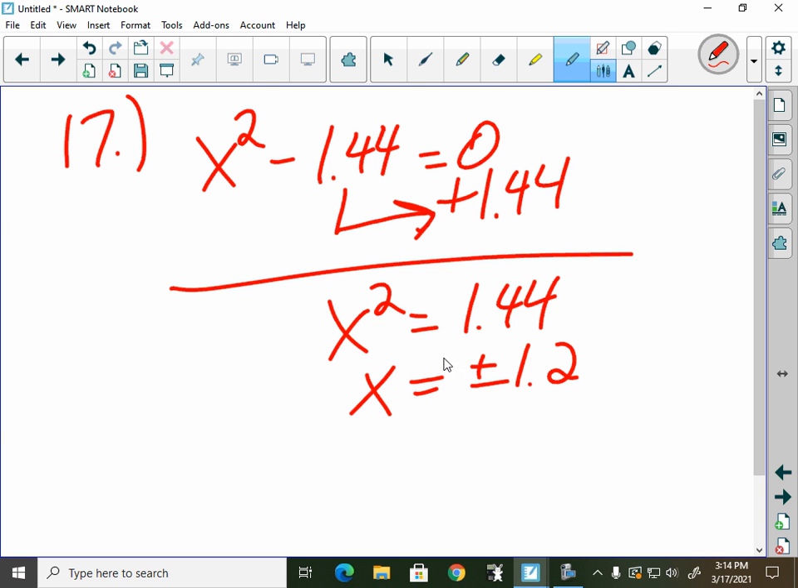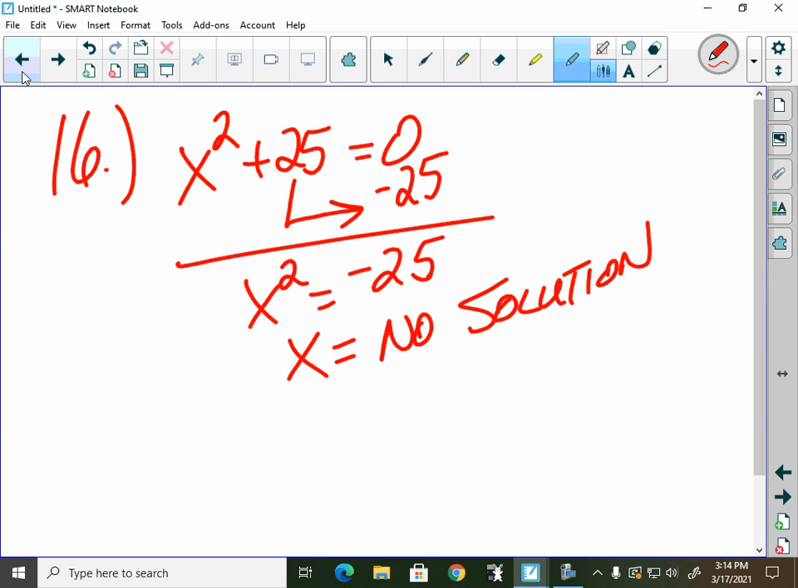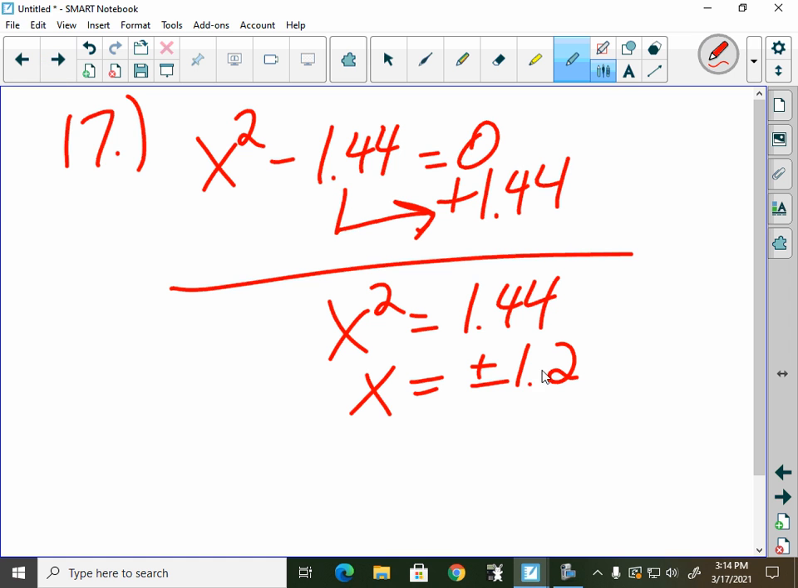Okay, notice that this is a positive number, whereas on the previous problem, it was a negative number. No solution? Yes, solution. There we go. Get that? No solution, yes solution. That was funny.